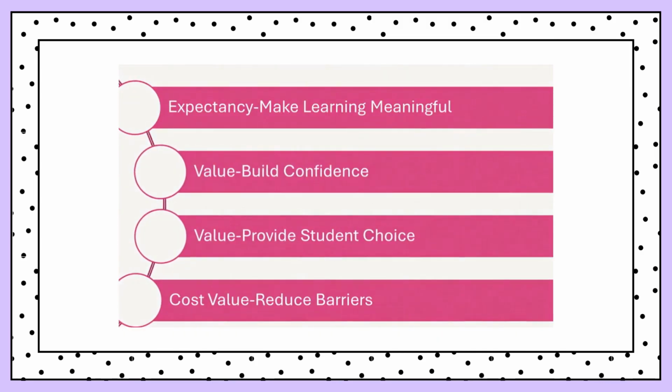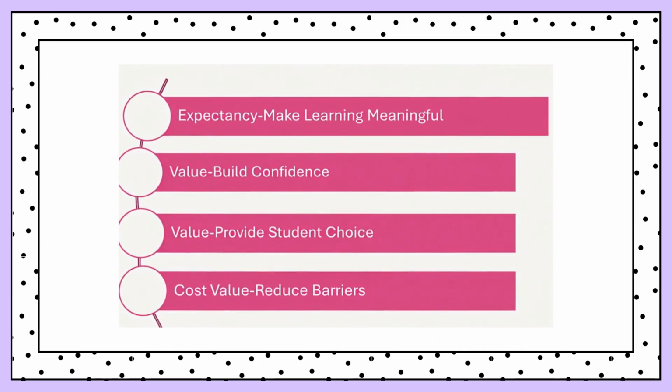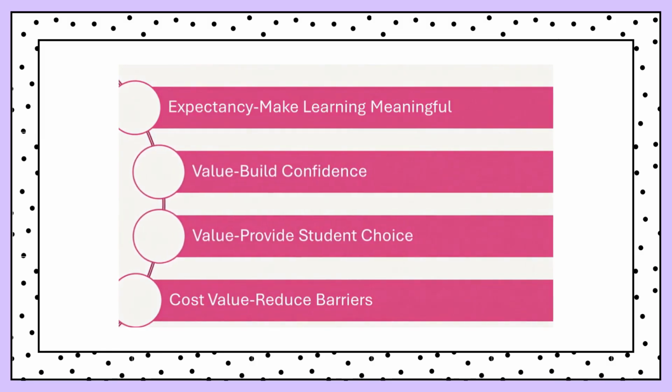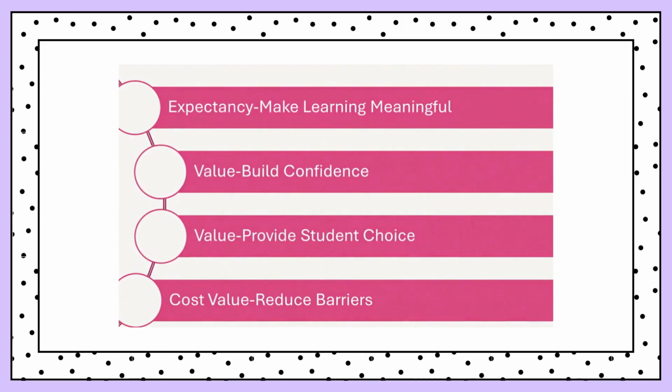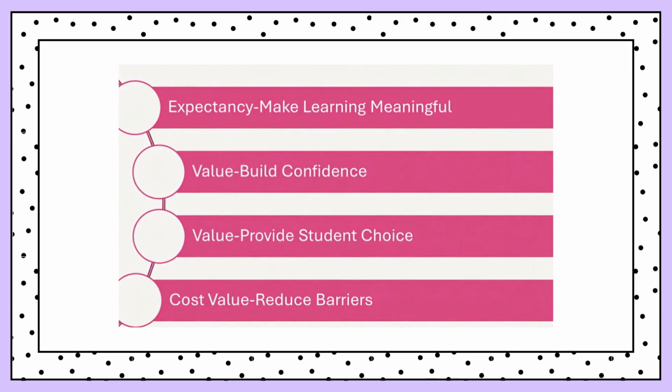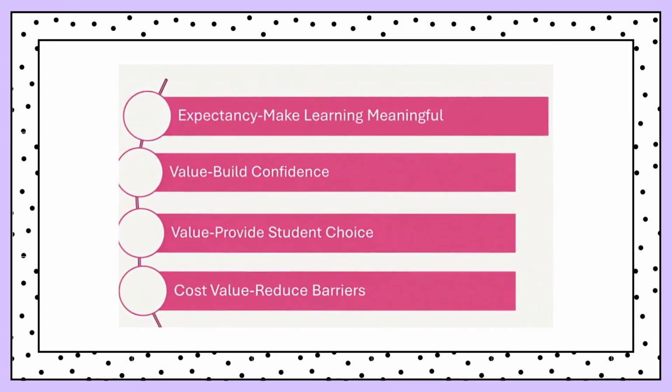Student ownership increases engagement. Third, connect learning to students' interests, future goals, or real-world experiences. When students recognize how learning relates to their own lives, they are more likely to remain motivated. Finally, use positive feedback to build confidence while recognizing progress rather than focusing only on final outcomes.